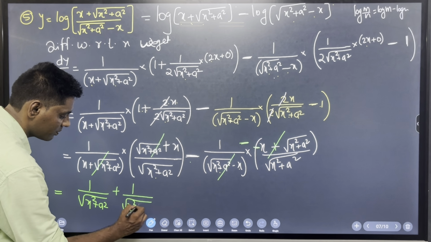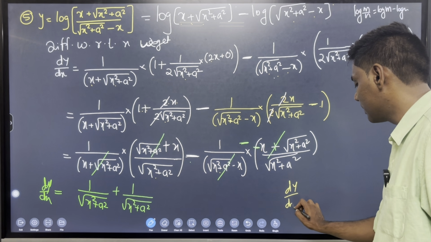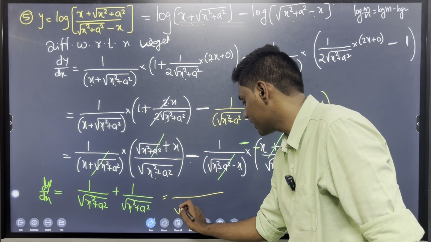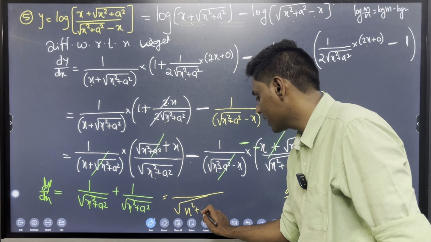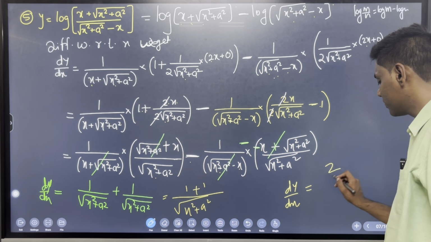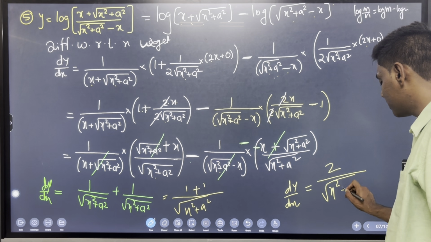This is the question of like fractions. When it is a question of like fractions, write down the denominator a single time and add the numerators. So therefore we get the final answer dy by dx equal to, write down the denominator as it is, that is under root of x square plus a square, and add the numerators, 1 plus 1 is 2. So therefore we get the final answer: 2 over under root of x square plus a square.